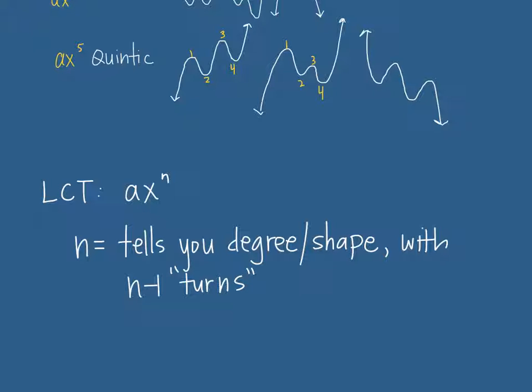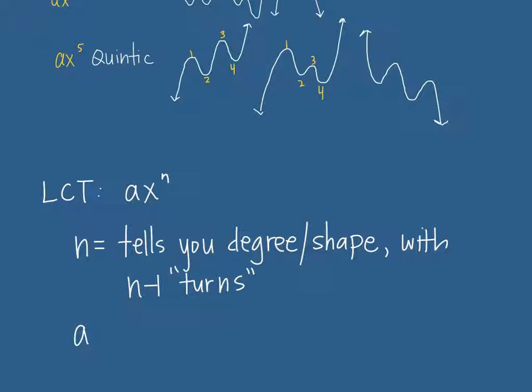What if you just have plain x? What's the degree on plain x? Yeah, what's the degree? 1. So how many turns will it have? 0, which is why it makes it a straight line. Okay, so that still works.